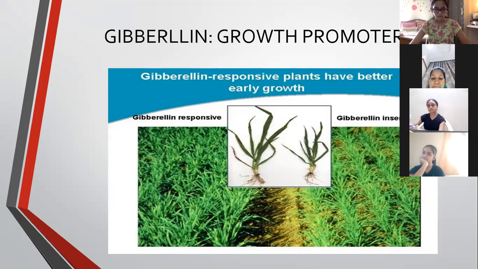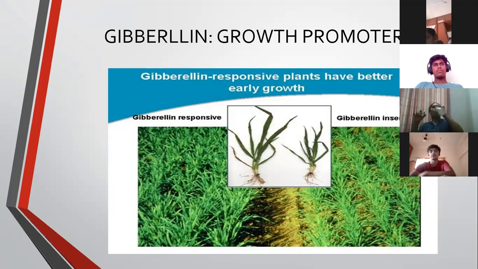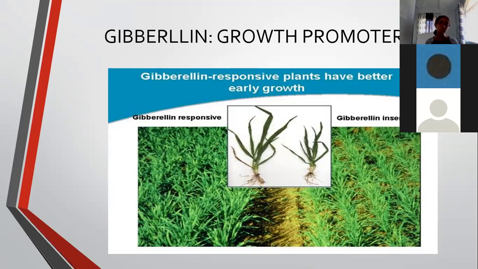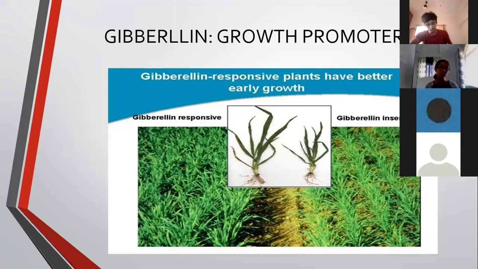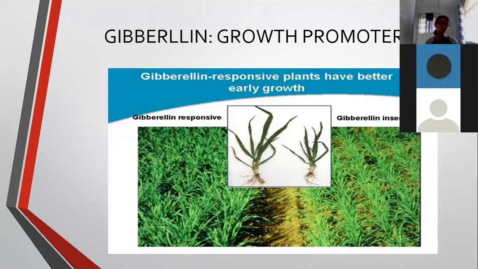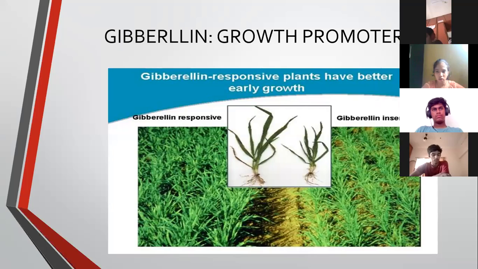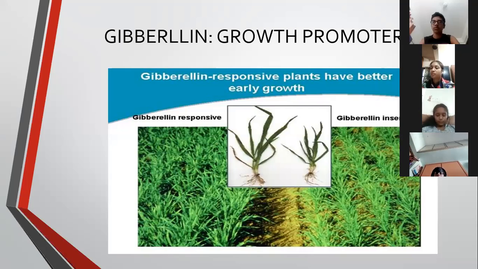Very good. Now, Nida, can you repeat what Shivani has said? Yes, ma'am. Gibberellin helps in increasing the girth of the plant. It breaks the dormancy of the seed. And it initiates flowering. And it helps the plants to have early growth. Correct. So these are the 4 functions of gibberellin. Is it clear to all of you?